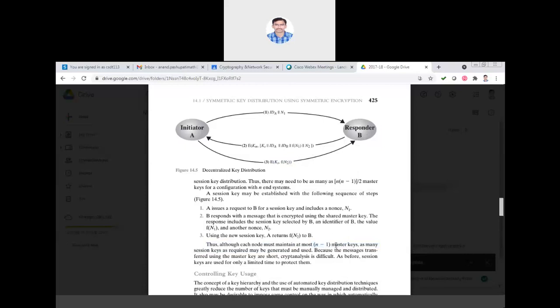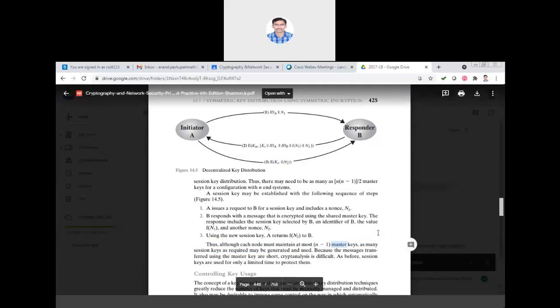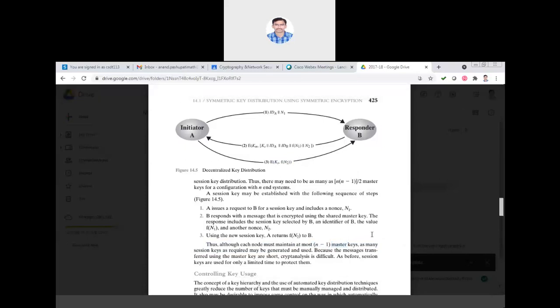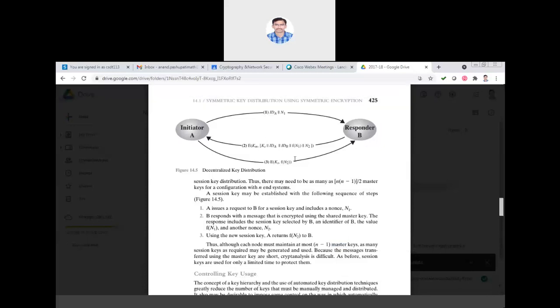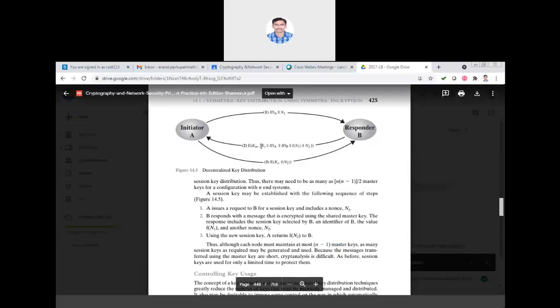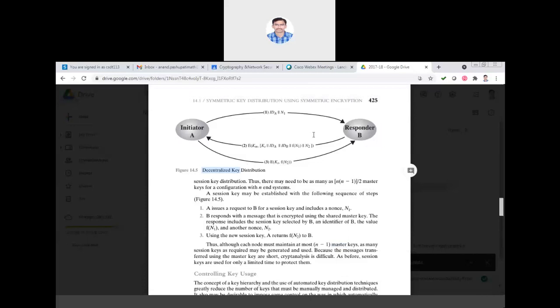If there are 2 nodes, they can maintain 1 master key to have a successful communication. So that is the idea. It is a decentralized key distribution. It means there is nowhere we are making use of a KDC, that is a trusted third person. Okay, trusted third person is not there. That's why it's called decentralized. What is decentralized? Because these two people are not taking the help of a KDC to send their session key.